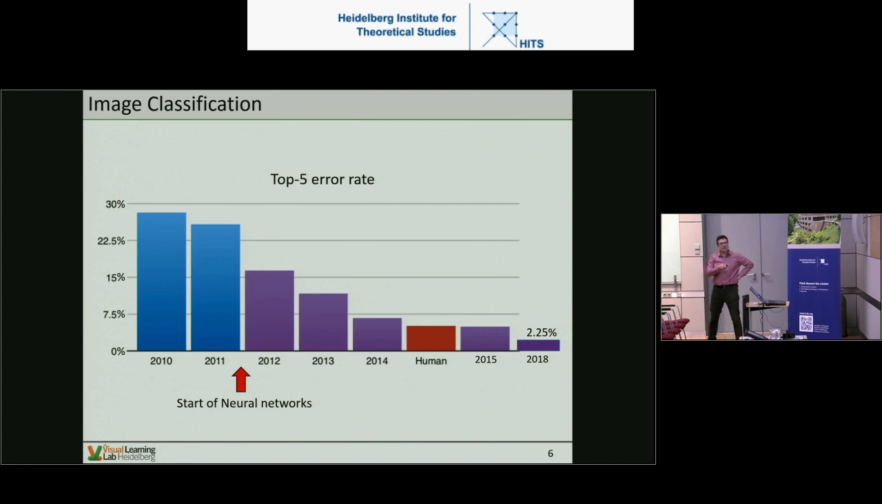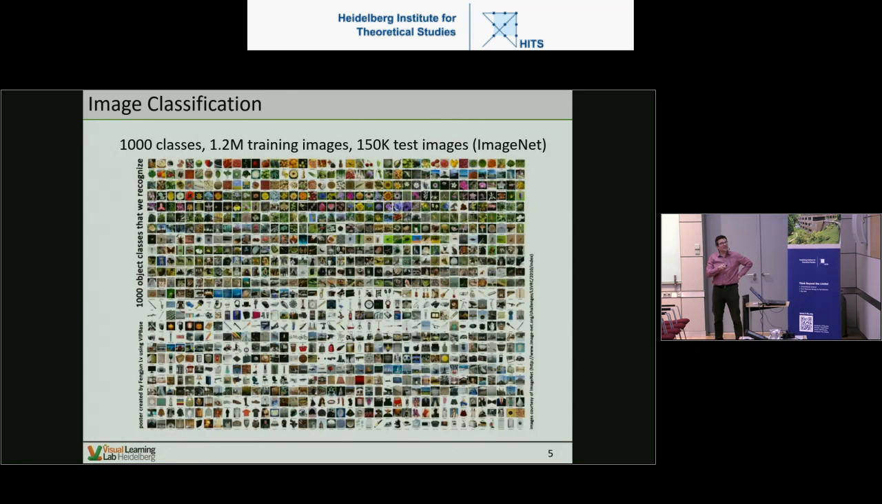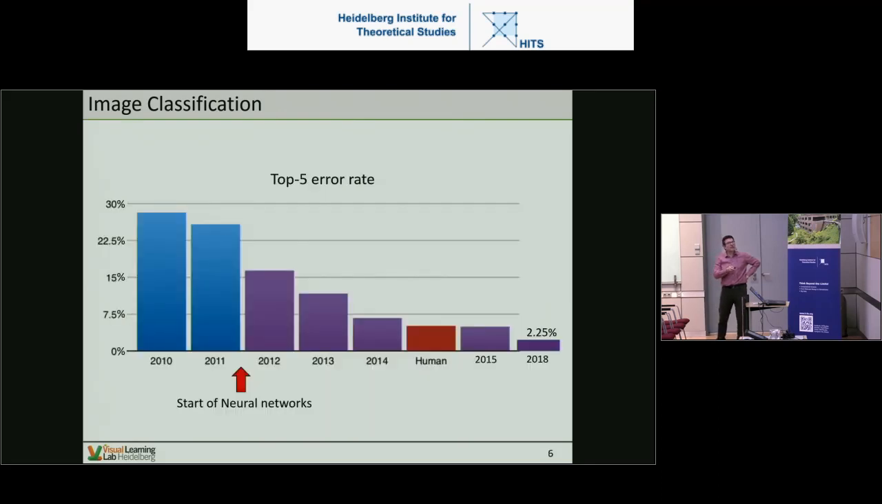And actually for humans, it's quite difficult, also not easy, to do this. If you go back, for instance, there are 1,000 different classes, and some of these beetles, there are different types of beetles, are hard to recognize. So also humans have an error of 5%.